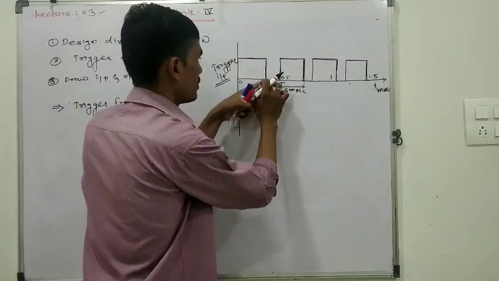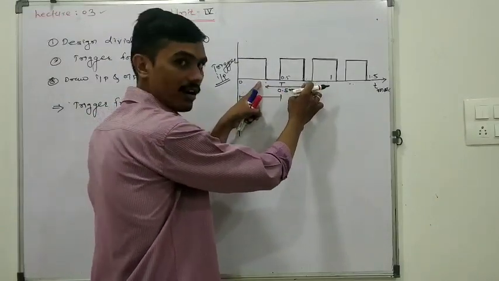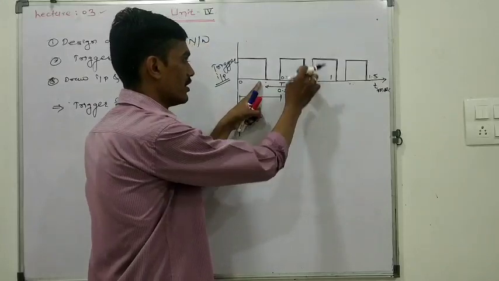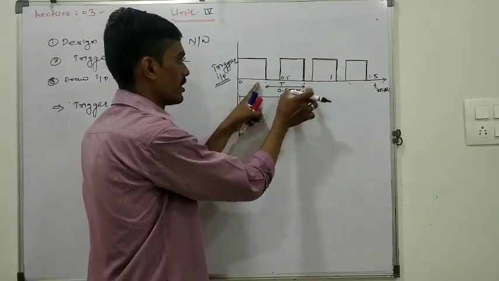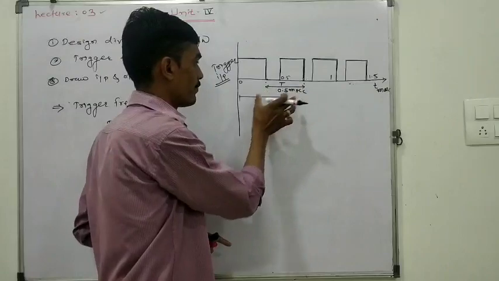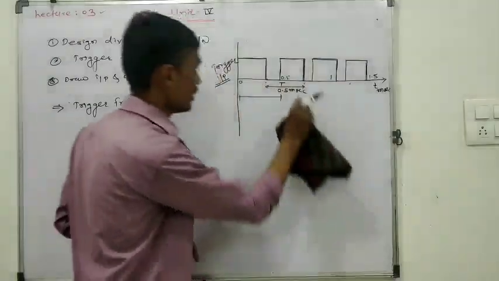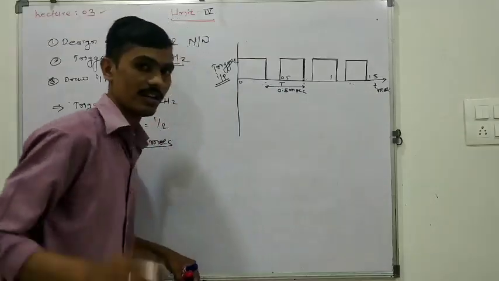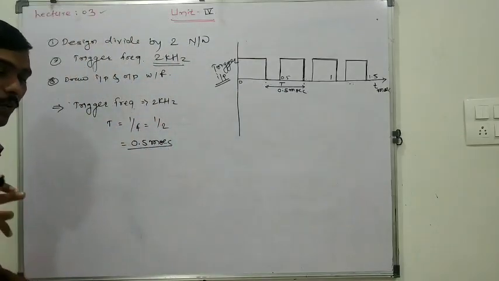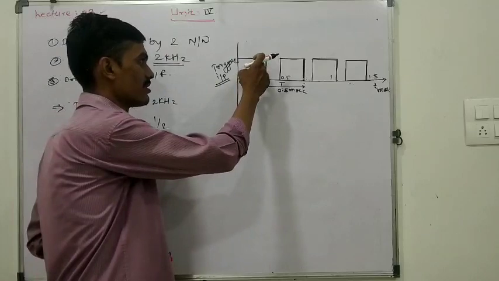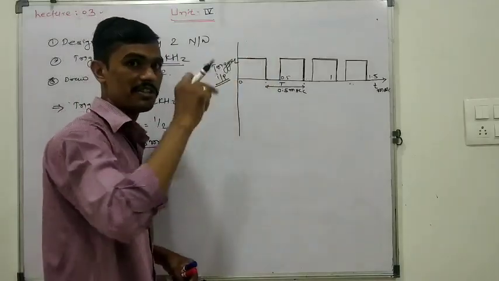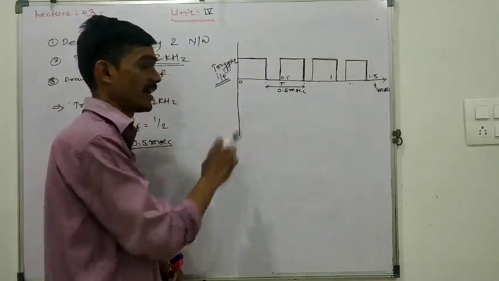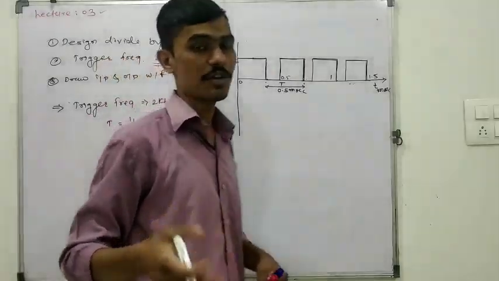If I am starting from this point, up to the next negative high to low transition, that is nothing but a total t. You can consider any t. I am assuming this t because at the negative peak, in a monostable multivibrator, whenever there is triggering at VCC by 3, less than VCC by 3, at that time the capacitor is going to charge.